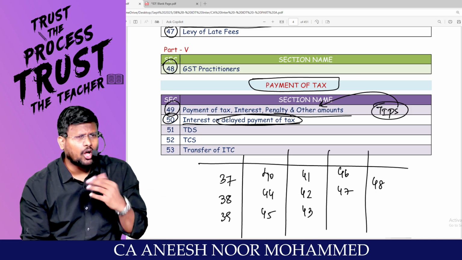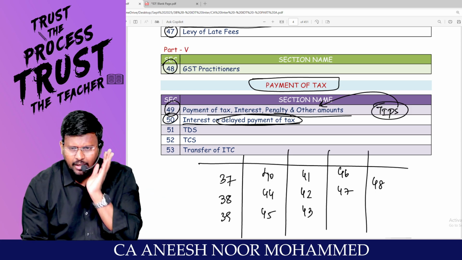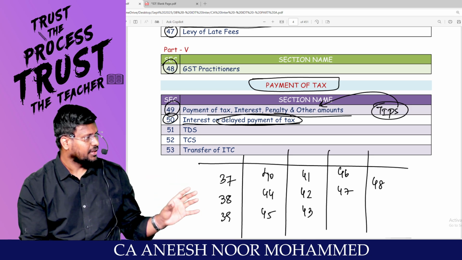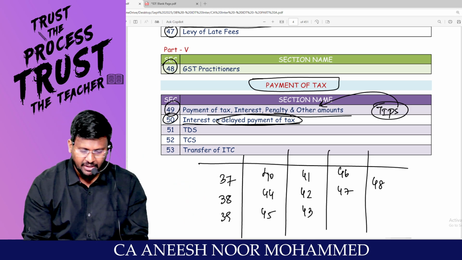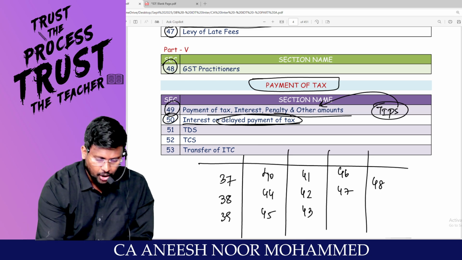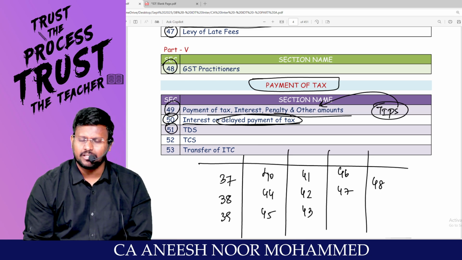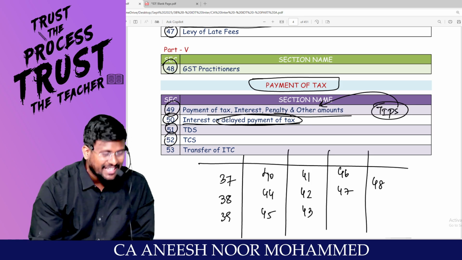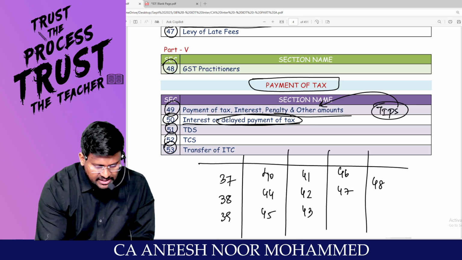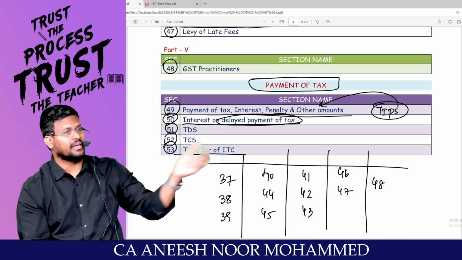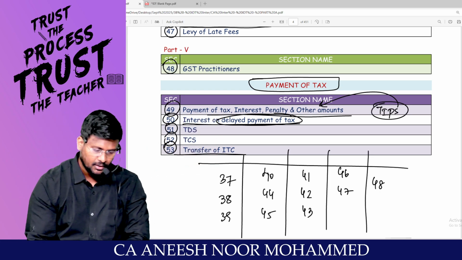Section 50, interest on delayed payment of tax. Some people will not pay the tax on time, within the due date. So you are liable to pay interest as per section 50. Interest on delayed payment of tax. Section 51, TDS. Section 52, TCS. Section 53, transfer of ITC. Section 53.